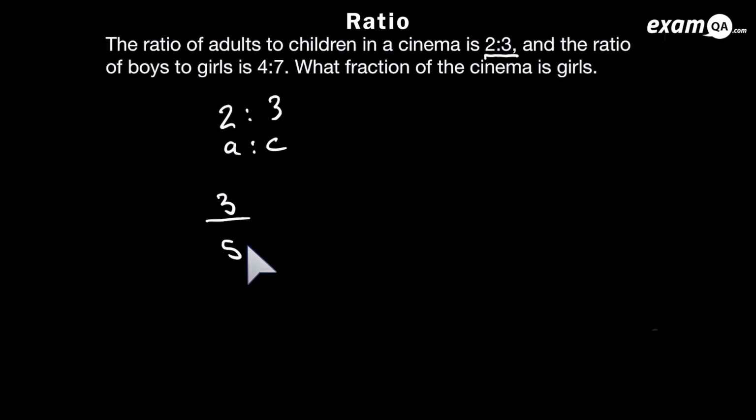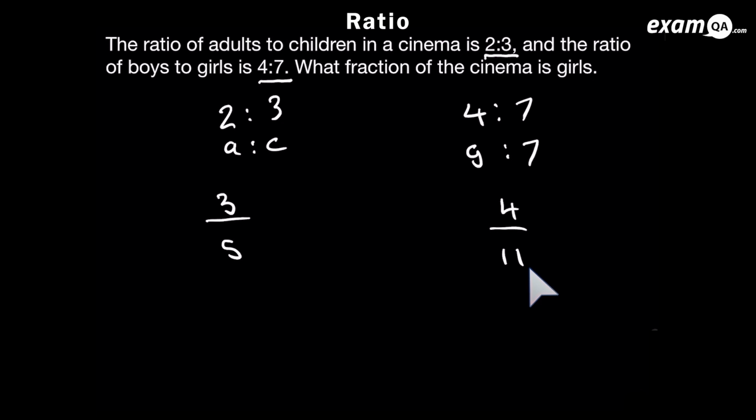Now what fraction are girls? And that's this ratio we're looking at. So the 4 is for girls and the 7 is for boys. So what fraction are girls? It's 4 parts over the total number of parts, which is 11.